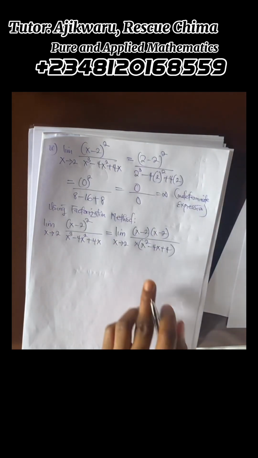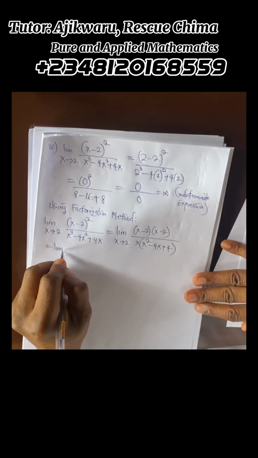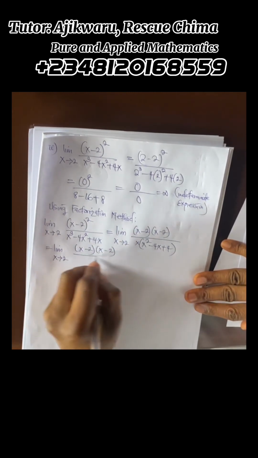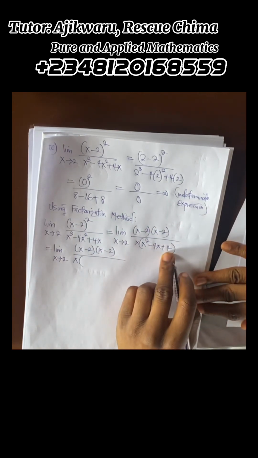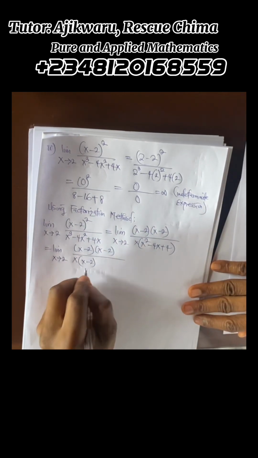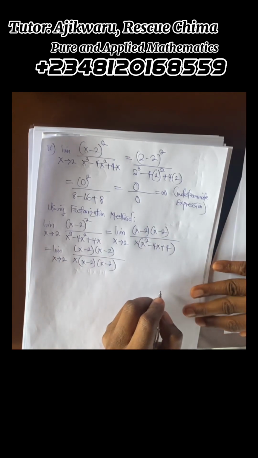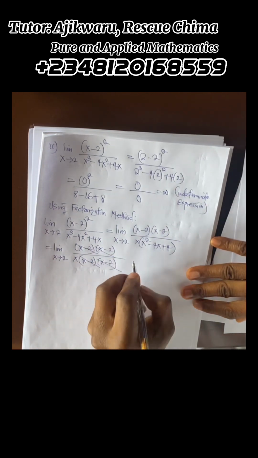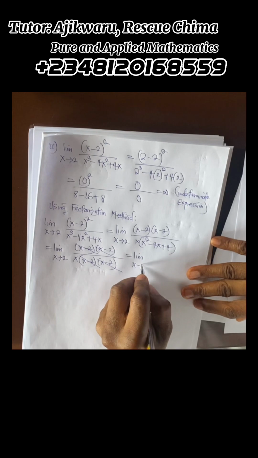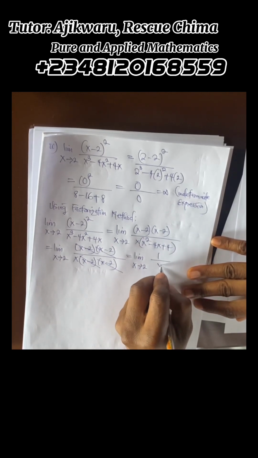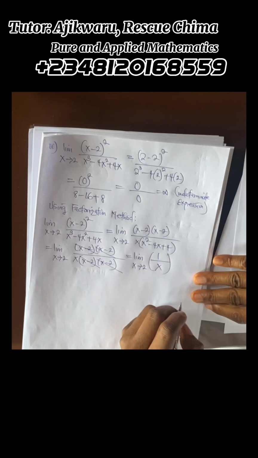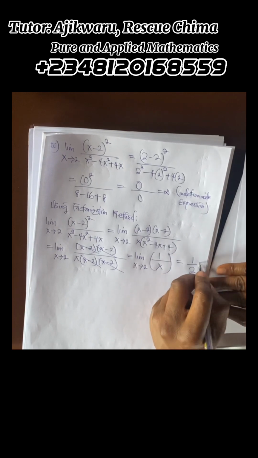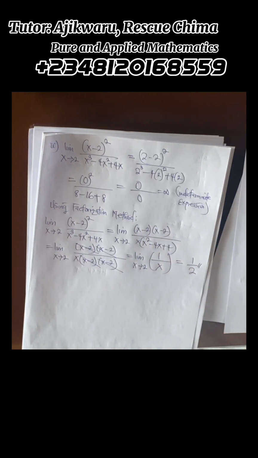So we will come back to this. We now factorize this. We have limit x tends to 2, x minus 2 for the numerator, x minus 2, upon, we have x here. For this one, we factorize it as x minus 2, x minus 2. So we can now clearly see that this will kill this, and this will kill this, and we will be left with limit x tends to 2, 1 upon x. At this point, we can now substitute the values of x, and this gives us 1 upon 2. And that's the value of this limit.